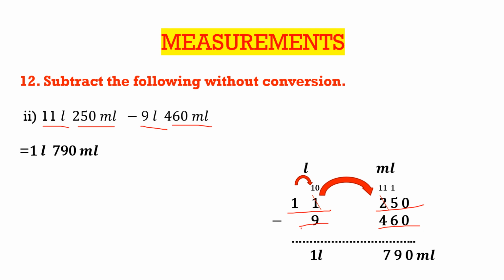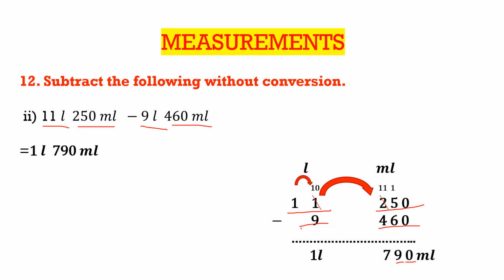First go to milliliter column. Here 0 minus 0 is 0. Write down 0, and we can't subtract 6 from 5. So we have to take the carryover 1 from 2. So 5 becomes 15. 15 minus 6 is 9. Write down 9. Then this 2 becomes 1. 2 minus 1 equal to 1.